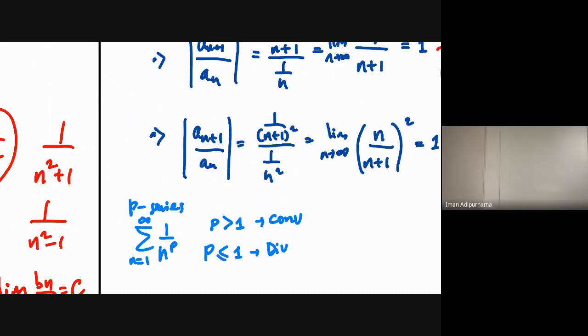But in general, most of the series in your textbook can be solved by the ratio test. Except for fractions that involve trigonometry, or any simple cases that you can solve by another method. Then just use that other method and do not use the ratio test. So that's the ratio test.